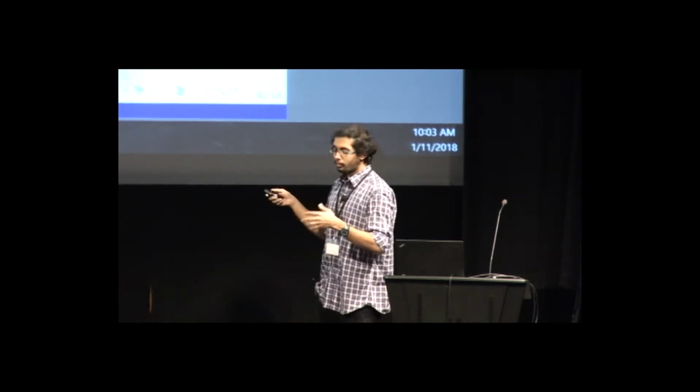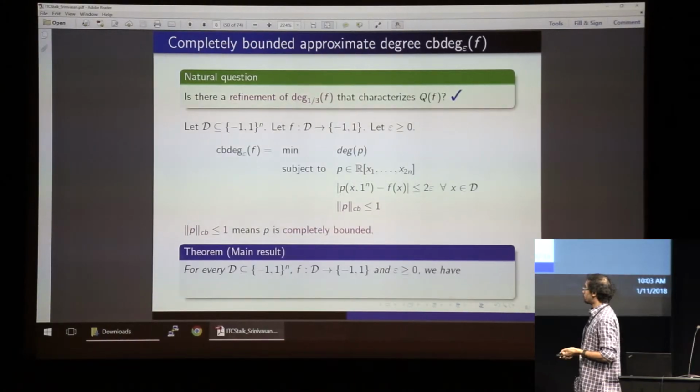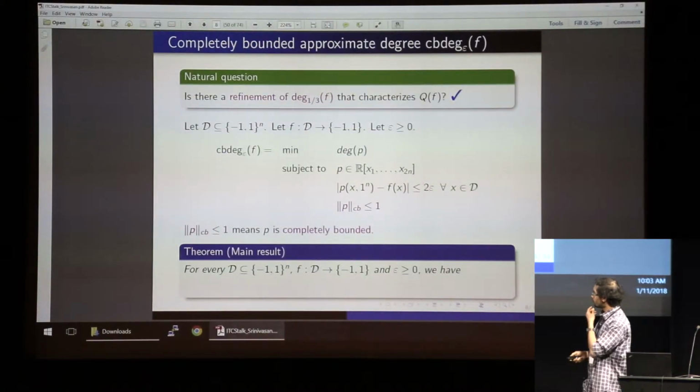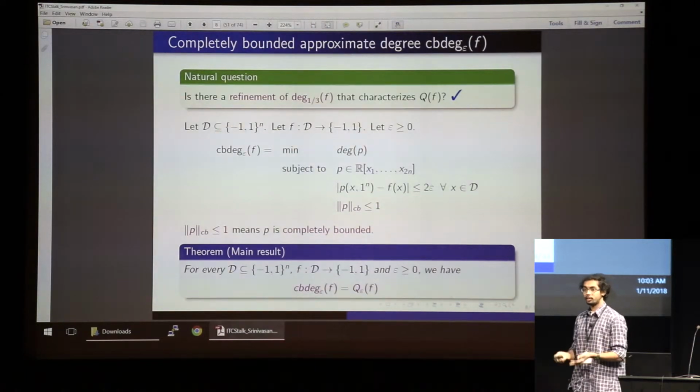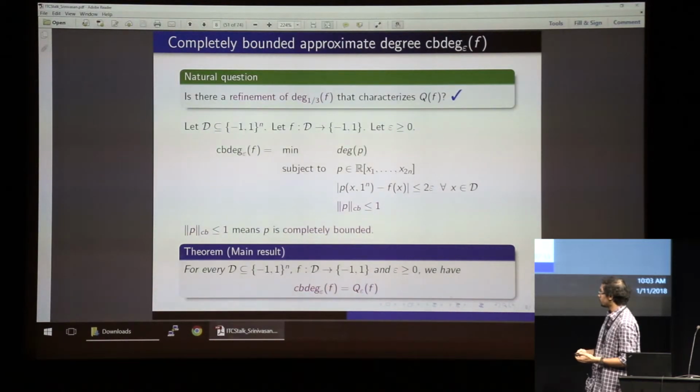And I'll give you an intuition of what completely bounded means in the next slide, but the main theorem is the following. Suppose you have a Boolean function, partial or total, and epsilon is anything between 0 and 1. We have that the completely bounded approximate degree is equal to the quantum query complexity. There are no constant factors or anything, it's just a pure equality. So we give a complete characterization of quantum query algorithms in terms of this degree measure, and that also gives us a converse to the polynomial method.